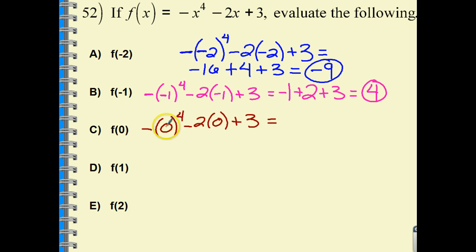All right, 0 to the 4th power is 0. Multiplied by -1 is still plain old 0. -2 times 0 is minus 0 plus 3. Final answer, 0 minus 0 is 0 plus 3. Next one.